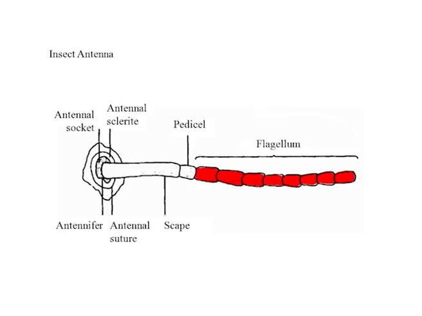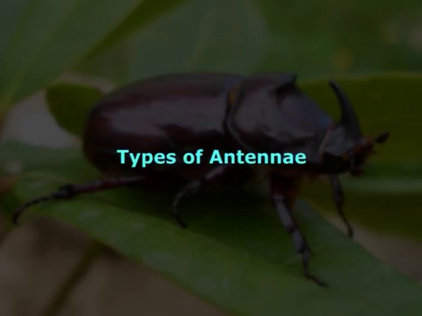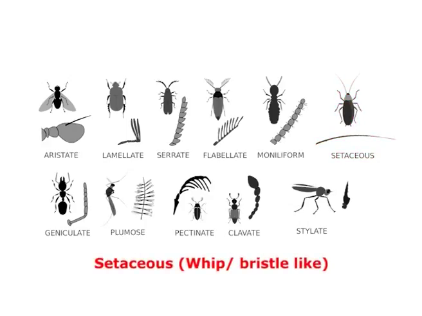Flagellum. It is the last antennal segment which consists of many segments that vary in shape, and flagellum may be non-muscular annulated type or muscular segmented type. Types of antennae. Setaceous, whip or bristle-like as in cockroach. The segments gradually decrease in size from base to apex, presenting a whip or bristle-like structure.